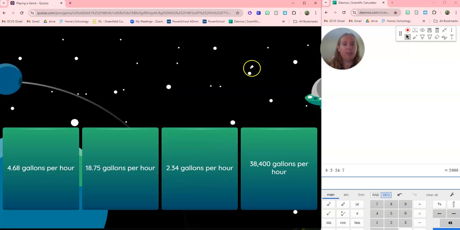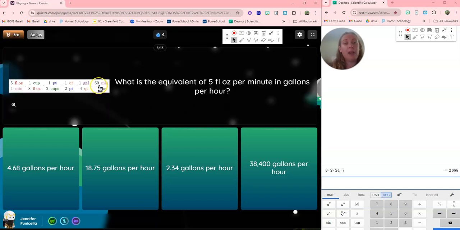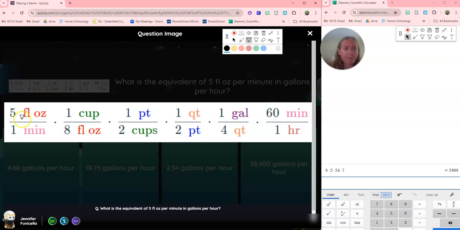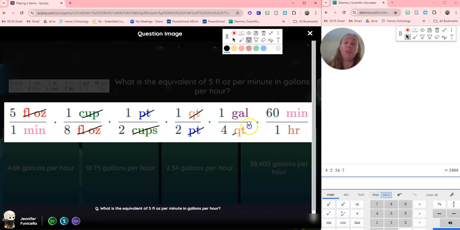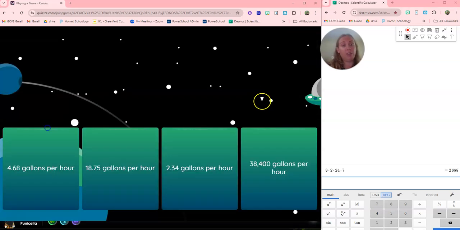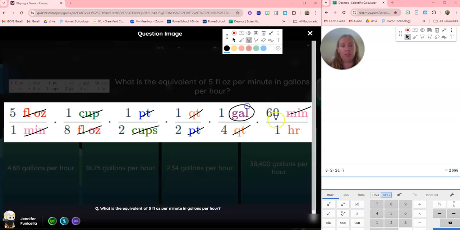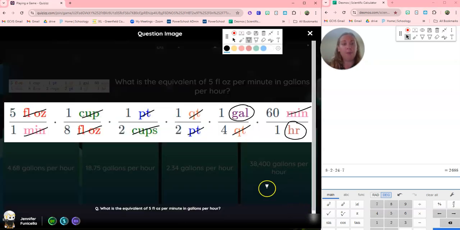Alrighty, question 5. What is the equivalent of 5 fluid ounces per minute in gallons per hour? So they're showing us how it's set up, and we are just interpreting this. Notice your fluid ounces, your cups will cancel, your pints will cancel, your quarts will cancel, your minutes will cancel, and you should just be left with 1 unit on the top and 1 unit down below. So this is gallons per hour.